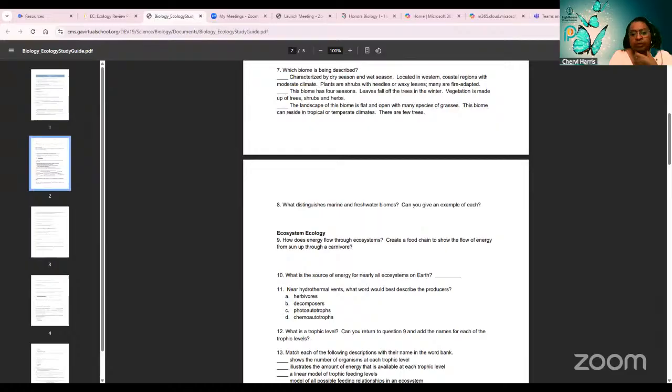But with ecology, we have a slightly different, well, we have two pyramids with ecology. You have one that is very broad, which is our biosphere. That covers everything on the planet, living things and the non-living things.